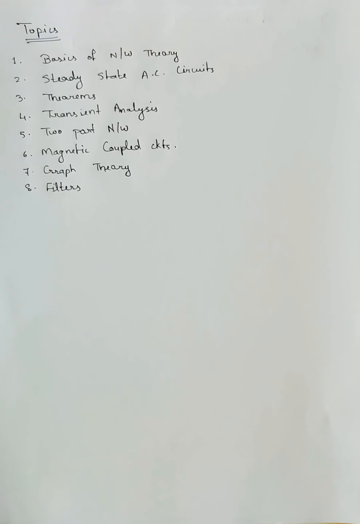Let's first discuss the topics that we are going to cover in network theory. The topics are basics of network theory, steady state AC circuits, theorems, transient analysis, two-port network, magnetic coupled circuits, graph theory, and filters. So let's first discuss the basics of network theory.